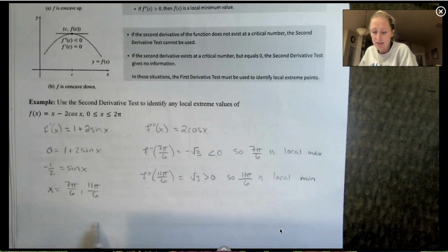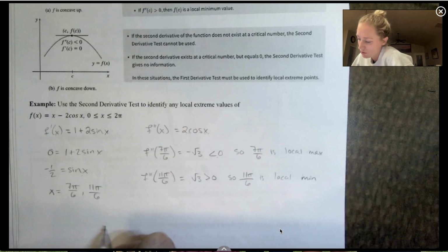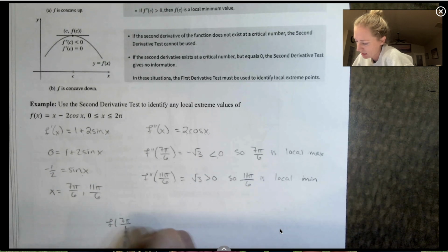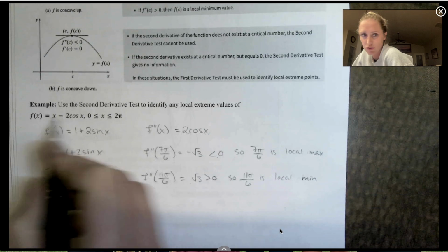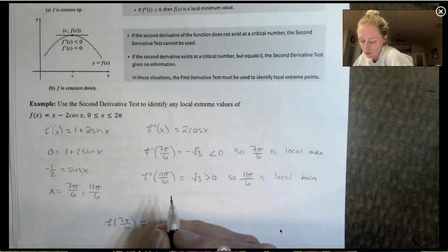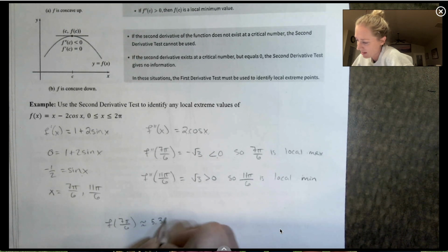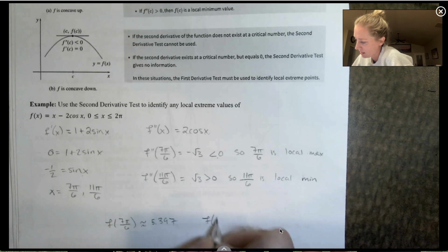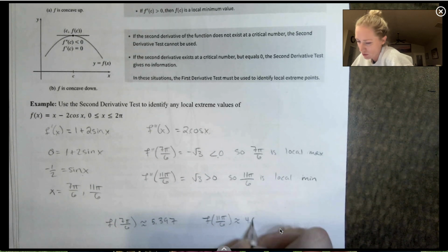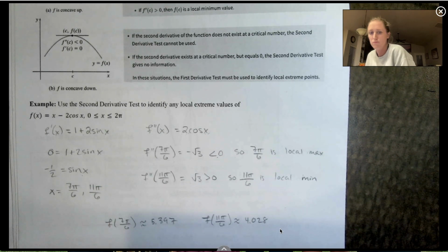Now, if I wanted to find the exact points, I can also evaluate what is f of 7 pi over 6, putting this back into the original function to see what's the y value. When I did that, I went ahead and put this as a decimal, you guys, but I got approximately 5.397. And when I evaluated 11 pi over 6, I got approximately 4.028. So here's the local min and here's the local max as point values.